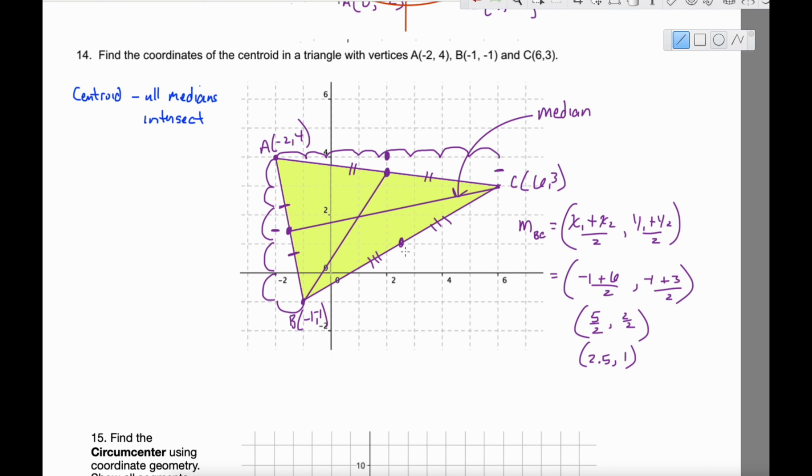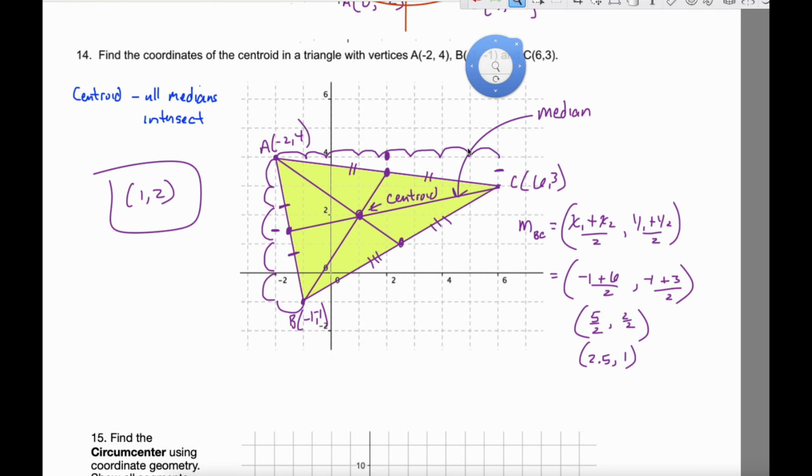I'm going to draw it from the midpoint to the opposite vertex. Kind of drew that funkily here. Let's get that a little better. And here is where they all intersect. Right there, that's called the centroid. And let's identify this coordinate. We're going over 1, up 2. There's our answer.